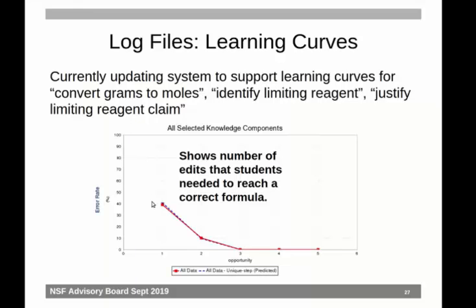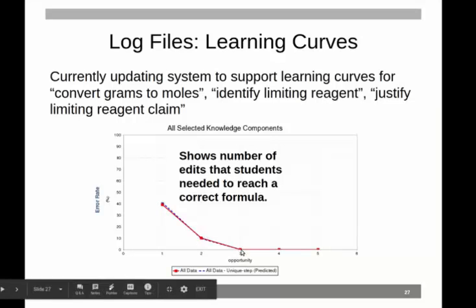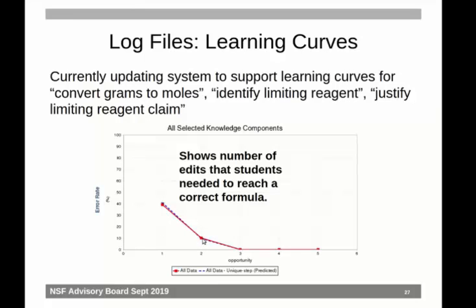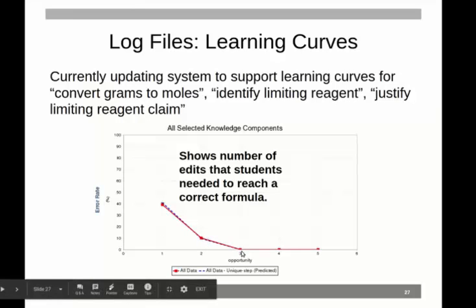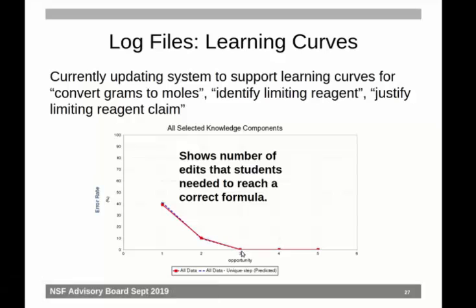Right now, this is just a learning curve for how many times they need to re-edit the equation they entered to get it right. So usually what this is saying is almost all the time students need to do just one or two revisions. Very rarely do they have to edit their equation 3 times to get it to be something that's a final equation.